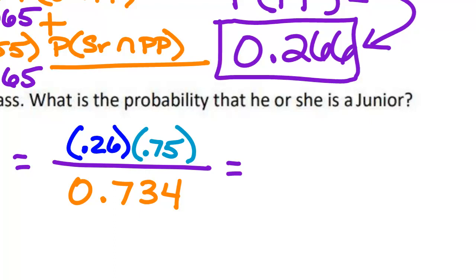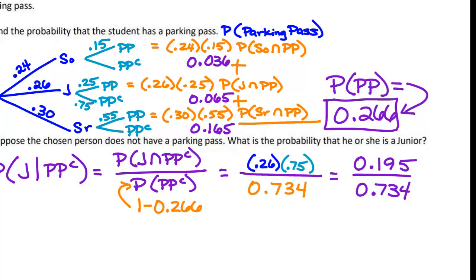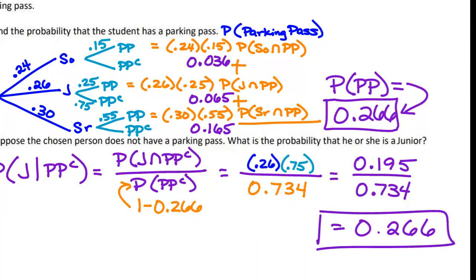0.26 times 0.75, 0.195 over 0.734. I get 0.266. Or if I took that out to 4 places, it's actually 0.2657, because it's not the 100% same answer as above. It just rounds to the same thing.